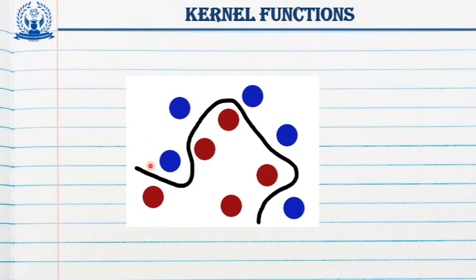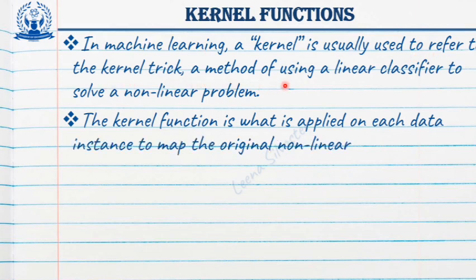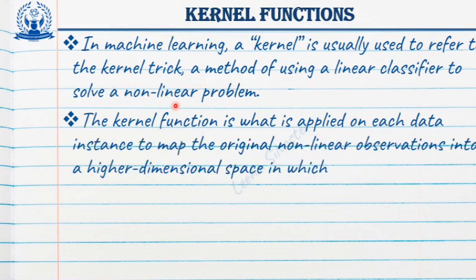So kernel functions. In this case, the data is not linear. We cannot use a straight line to separate the blue points and red points. Here we are using a kernel like this. So this is our hyperplane, this black line separates the red dots and blue dots. So we have the kernel function. In machine learning, a kernel is usually used to refer to the kernel trick, a method of using a linear classifier to solve a non-linear problem. A kernel function is applied on each data instance to map the original nonlinear observation into a higher dimensional space in which they become separable.